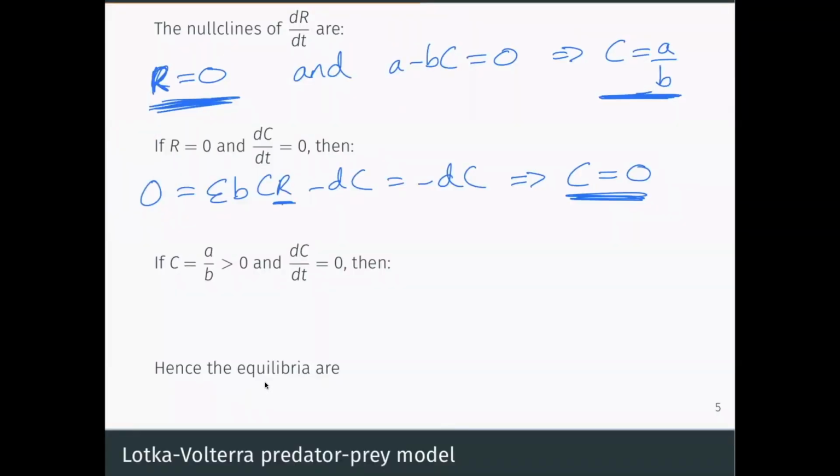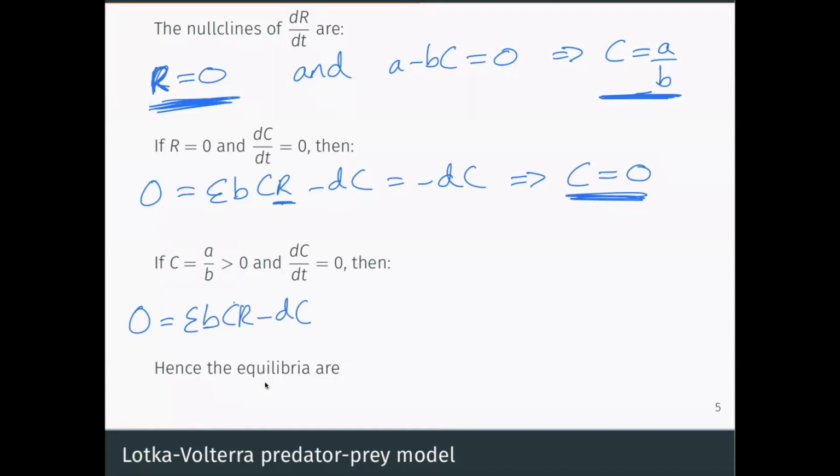Okay, now we want to think about our second null line. C is equal to A over B. And remember, A and B are both positive parameters, so C is also going to be positive. That means that when we substitute this into our dc/dt equation, which is epsilon BCR minus dC, remember we're setting this equal to 0 as well because we're finding our null lines for C.